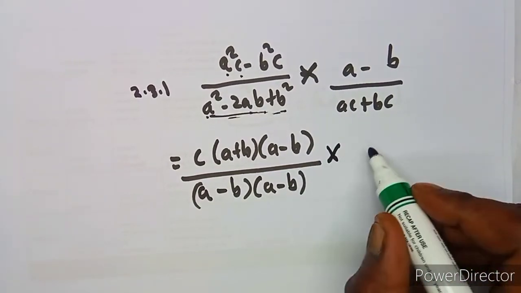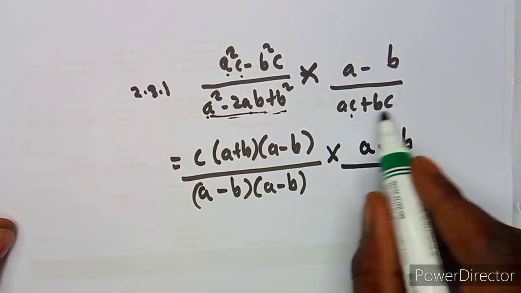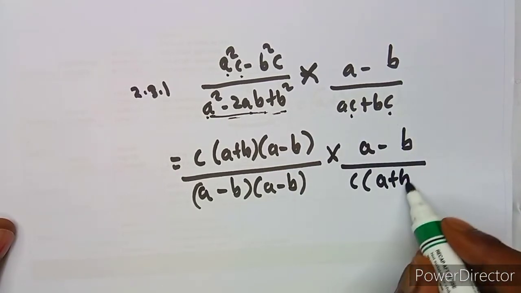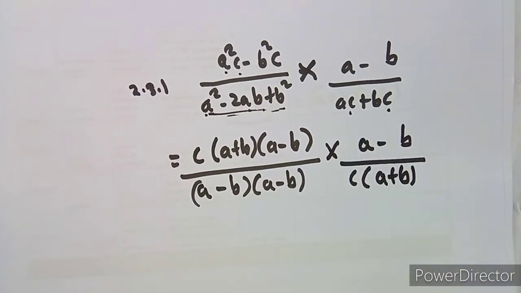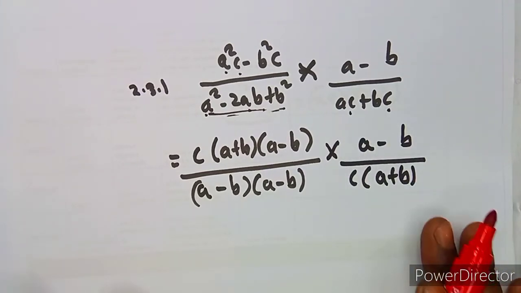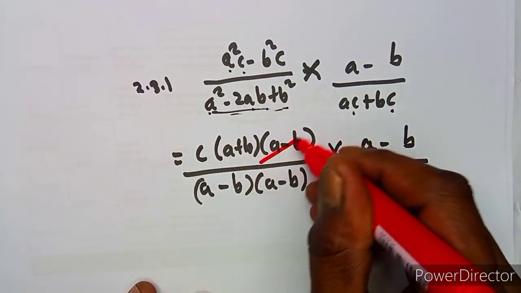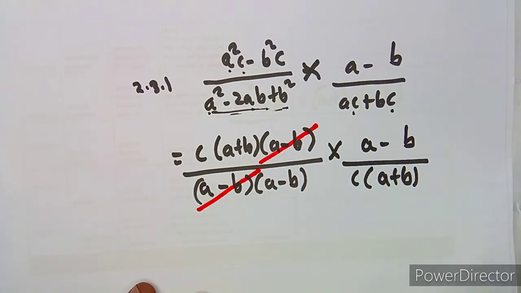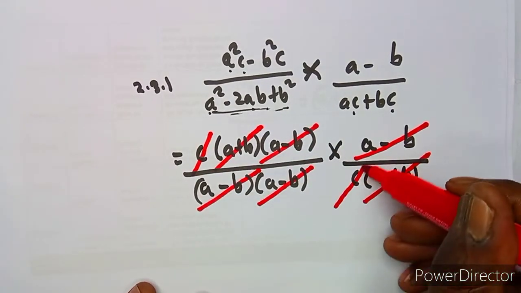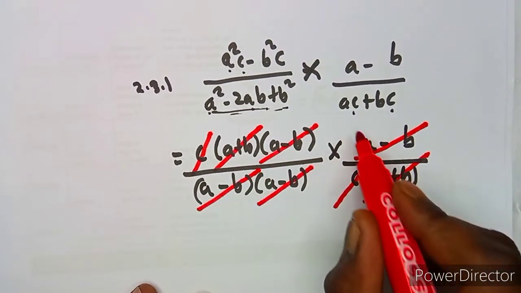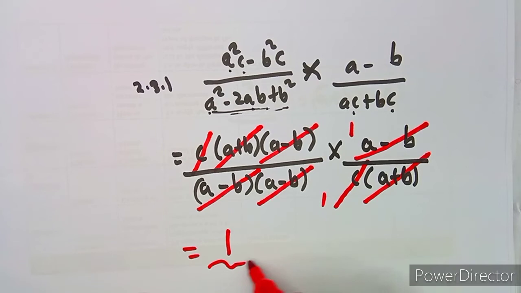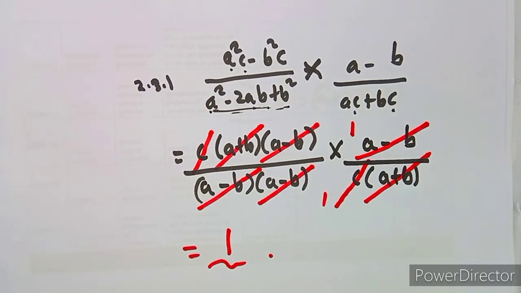Okay, times a minus b over, here c is common again. You can factor out c, which is a plus b, like this. C cancels, c cancels. Okay, now we can cancel because we are multiplying. So remember, the numerator versus the denominator, you can cancel. So as you can see, we have cancelled everything. So the answer is just going to remain as a 1 there. We are going to obtain a direct 1 there. That is what you're going to have as our final answer there.